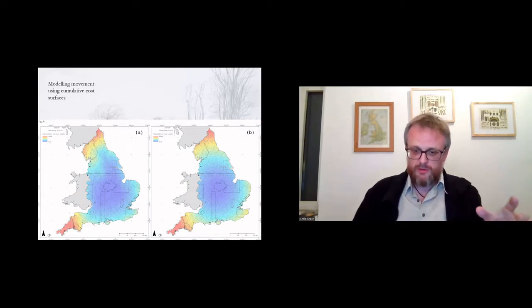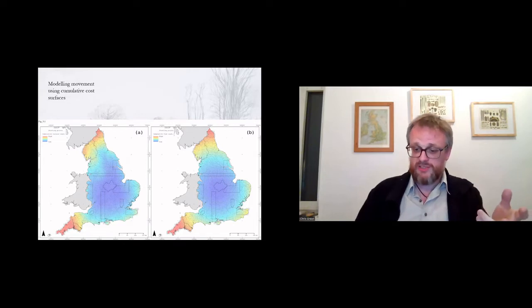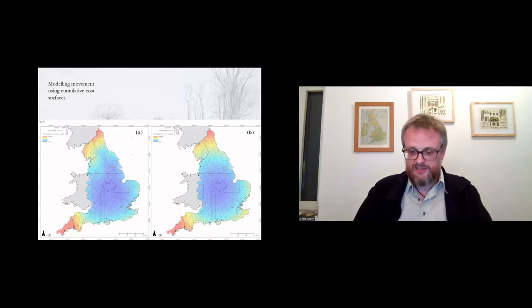Just to note, the other problem with this method is that these types of models are very intensive to process. On the computer I was using at the time, they took anything from 12 hours to 3 days to run, depending on the resolution of the cost allocation surfaces.